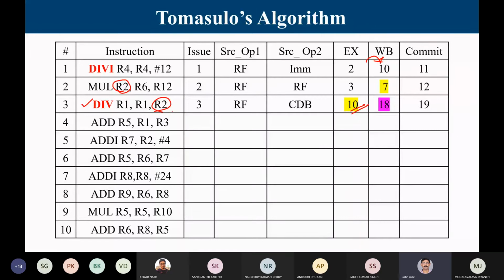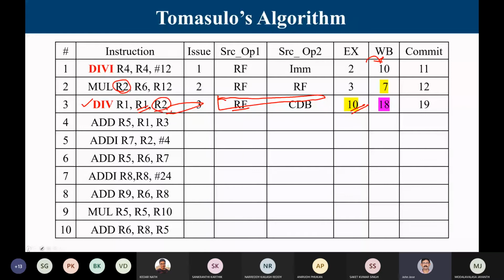Even though the value is now available, I cannot start because the division unit is not available. Now, where will I get this R1 from? R1 is available in the register file. Where will I get R2 from? When am I going to fill this? This is going to be filled at the time of issue.